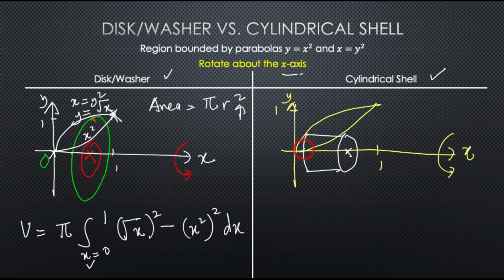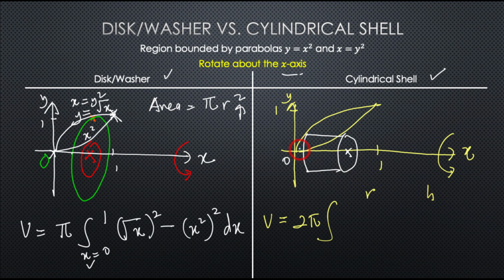Many cylinders from here, from 0 until 1. So for a cylinder, the area is 2 pi r h. The volume is V equal to 2 pi r h. You have r and then h. 2 pi r h.